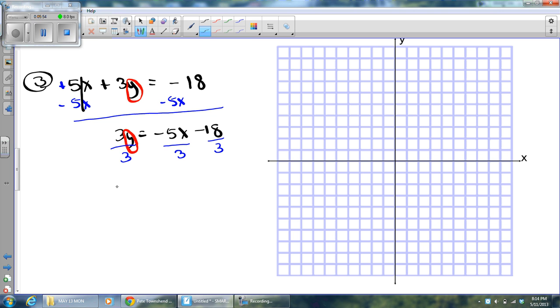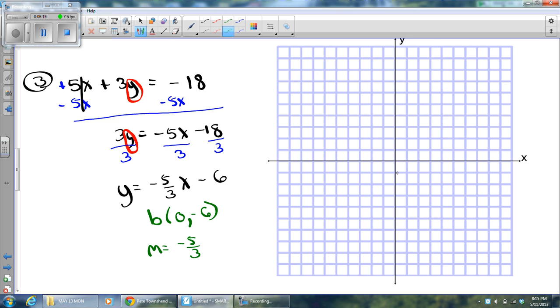And my left-hand side will become y. My right-hand side will become negative 5/3 x. And I'll have a minus 6. 18 divided by 3 is 6. So my y-intercept is 0, negative 6. My slope is negative 5/3.